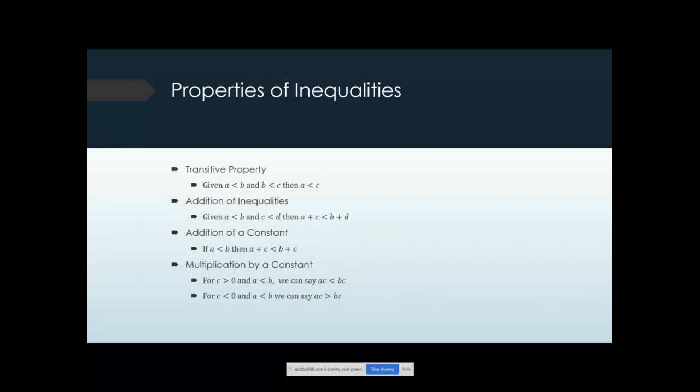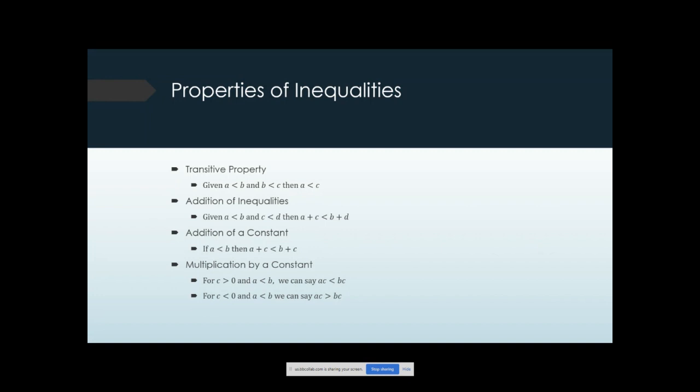Addition of inequalities is like the addition property of equations, except that it applies to inequalities. It basically says that you can add inequalities together just like you can add equations together. So if you have A less than B and C less than D, you can add A plus C and B plus D, and you'll still have the less than. And then you can also add a constant on both sides, and your inequality will still hold. And then we've got multiplication by a constant.